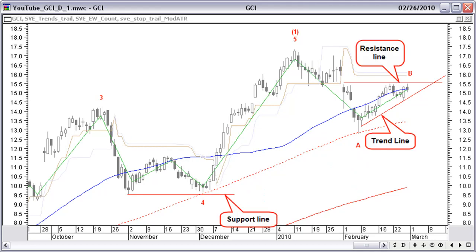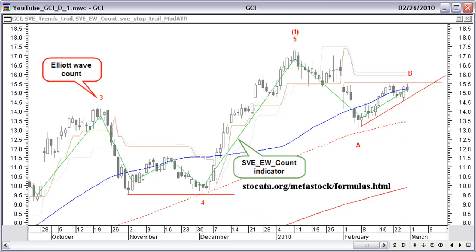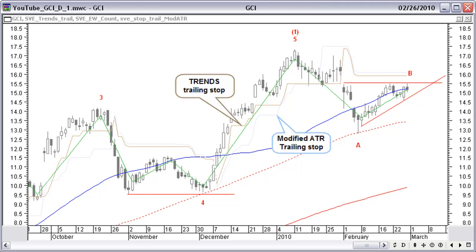On the level of price, we will of course use support lines, resistance lines and trend lines, and eventually trend channels. We will maintain an Elliott wave count. To facilitate the count, I will be using my Elliott wave count indicator. This indicator is available at stoccata.org/metastock/formulas.html.